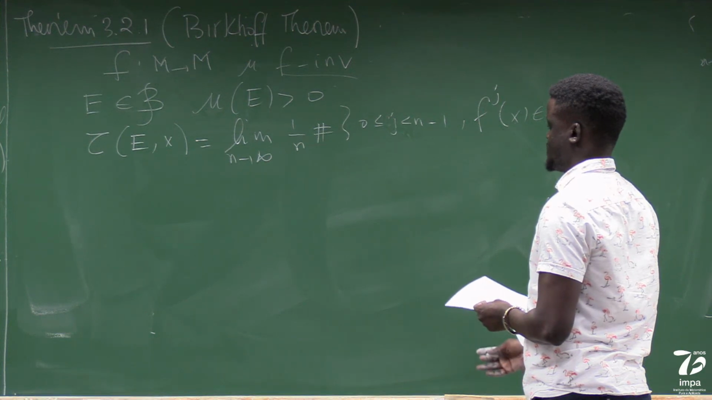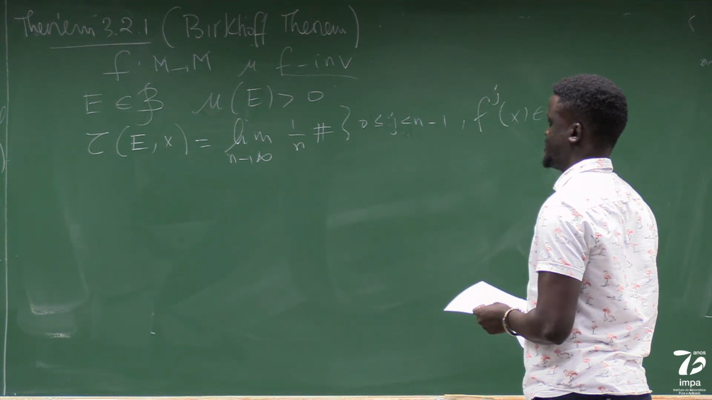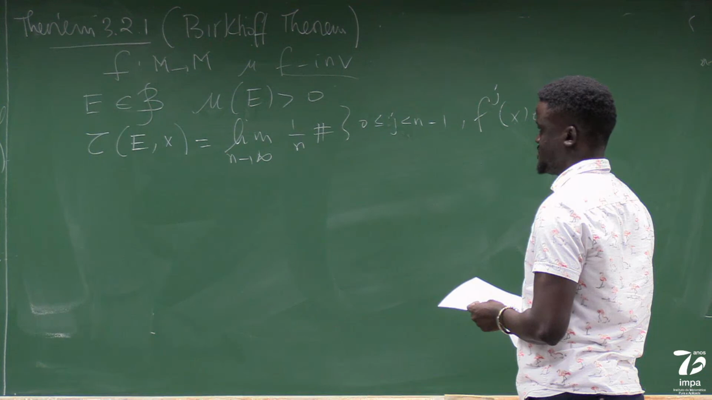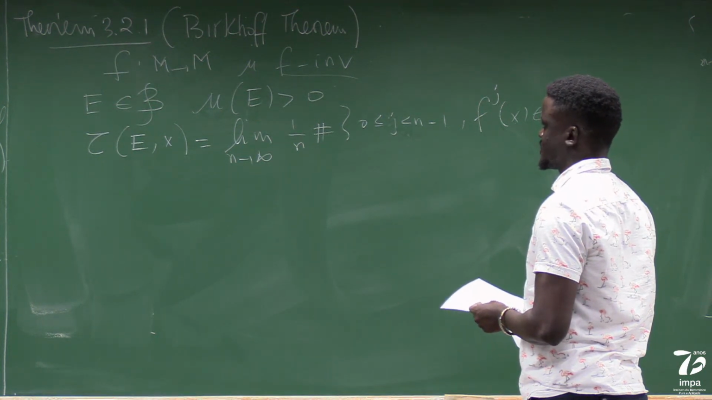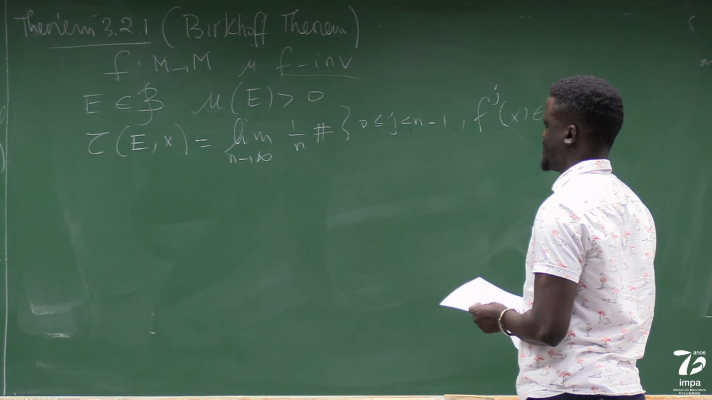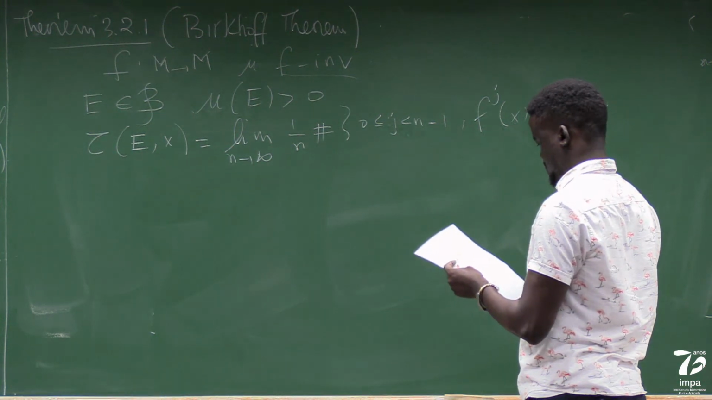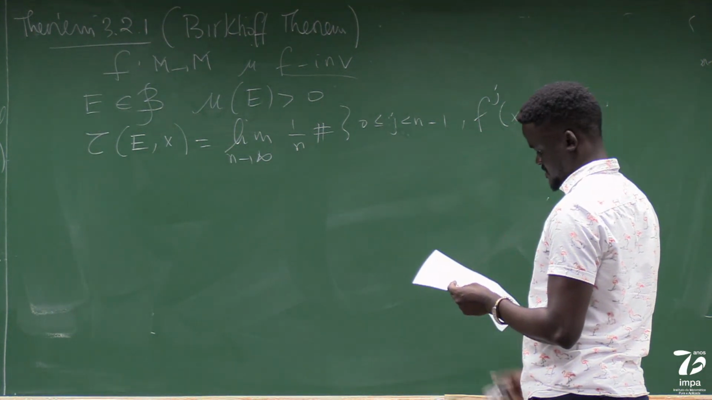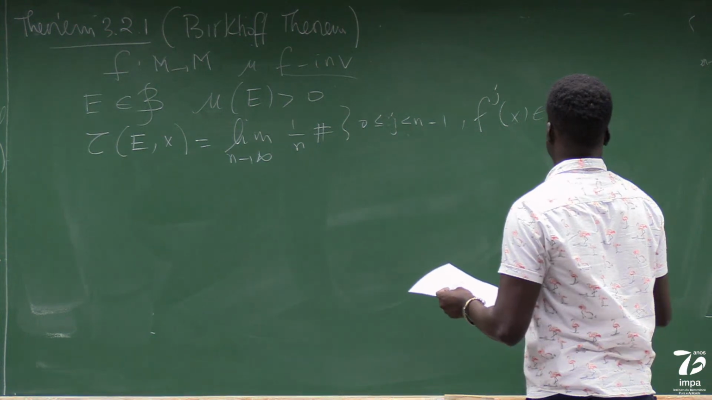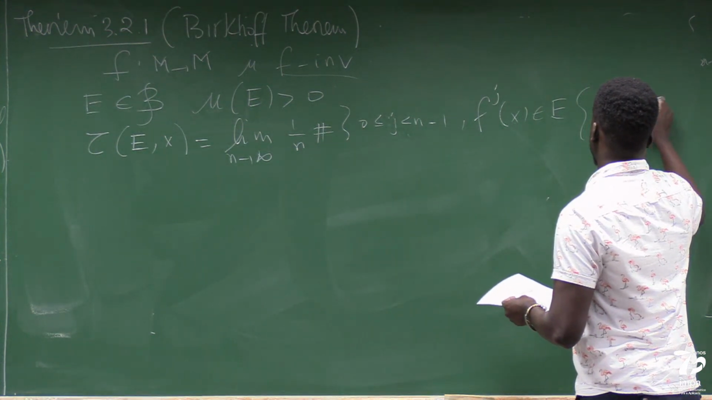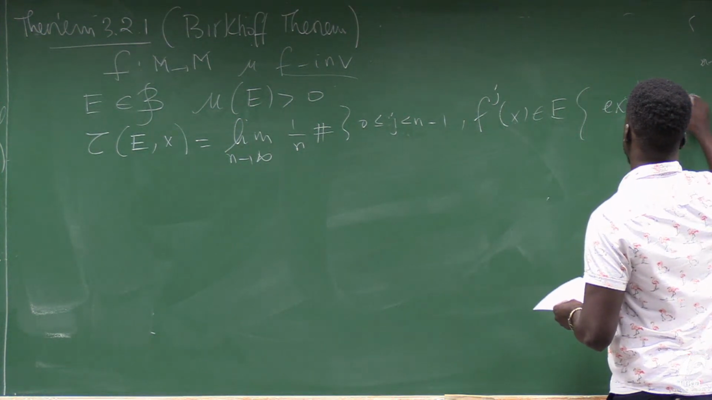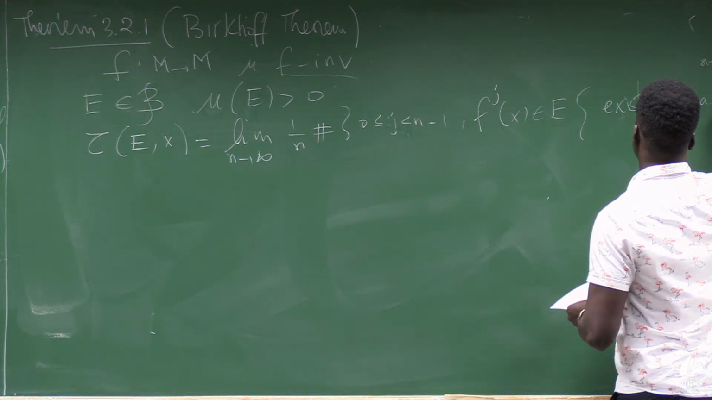We have seen that the point is returned infinitely many times. And we had seen the integrability of the return times: the first return time is integrable. That's what we have seen. So this Birkhoff theorem tells you that this limit exists for mu almost every x.